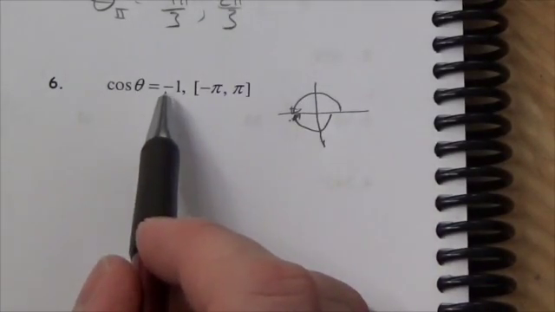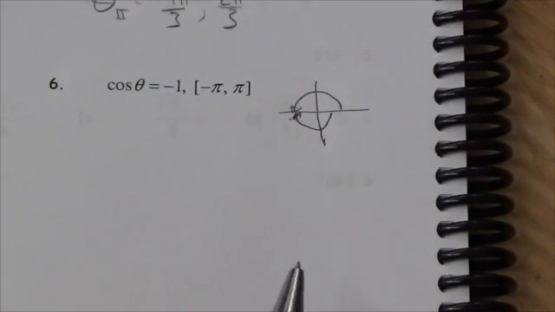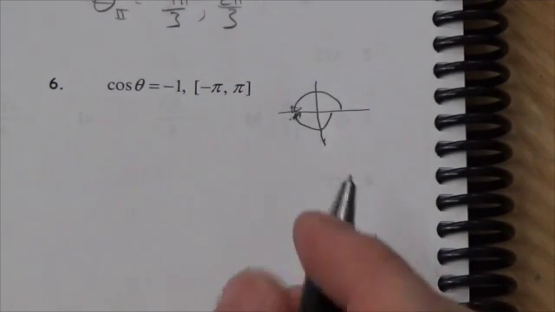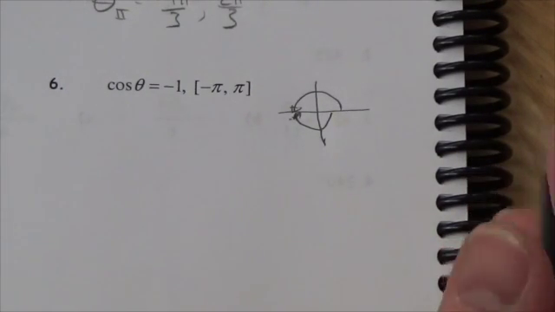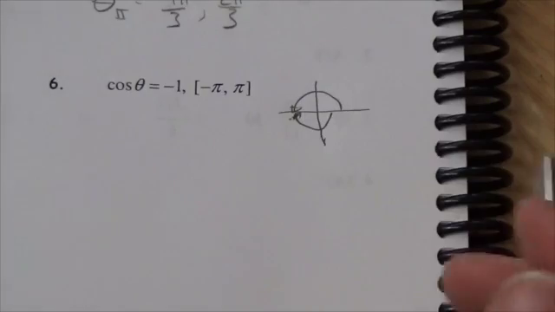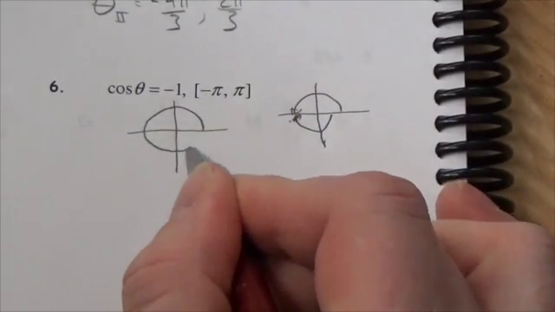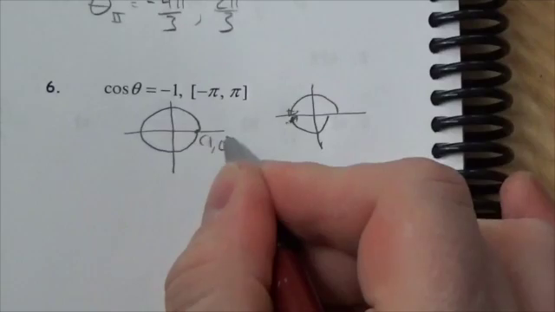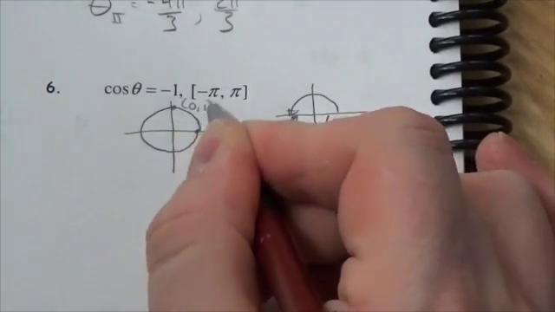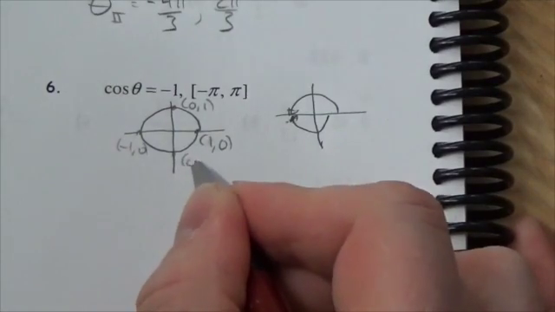Now cosine is equal to -1. Okay, hold on a second. We were just talking about that. Cosine goes to -1. Remember, if it's 1, 0, or -1, that indicates to me that this is on the axes. So let's take a look at the unit circle. 1, 0 right there. This is the 0, 1. This is -1, 0. This will be 0, -1.